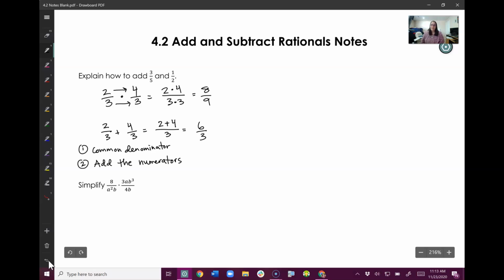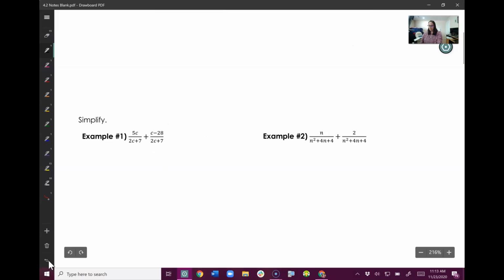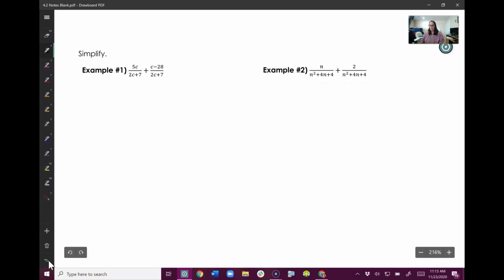Now those are very different answers. So multiplying and adding are very different processes. So let's apply that to rational functions. In example number 1 and example number 2, we have a common denominator. So anytime we have a common denominator, we keep that denominator and then add the numerators.